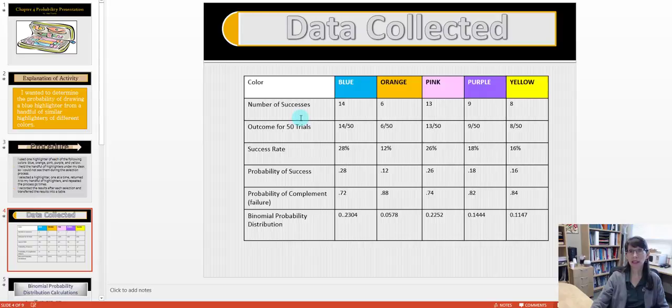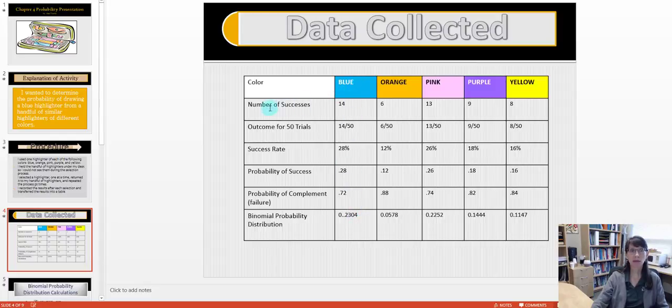Now, you will only need to include in your table what you determined as success. But I wanted to see what the results were for every color, so I expanded my table, and you're welcome to do that also. You could have one column for success and one column for failure if you choose. So blue is what I was choosing for success. So all of these other colors would be failure. So I'm mostly concerned with this column of numbers dealing with the blue highlighter.